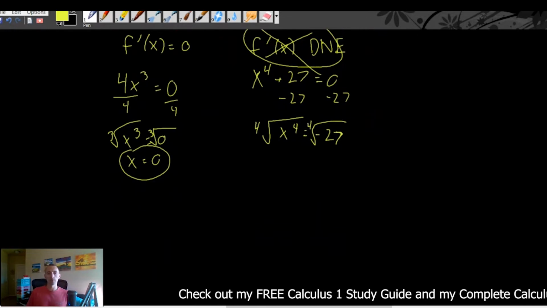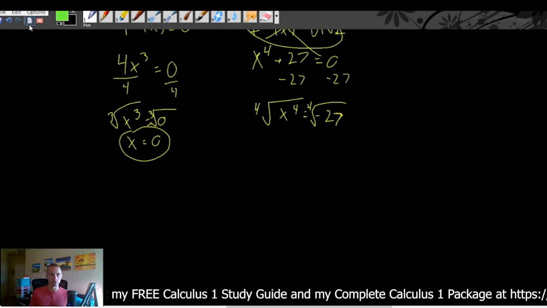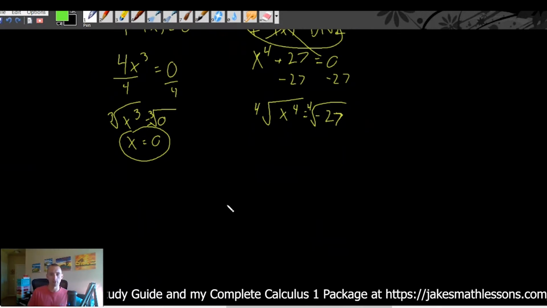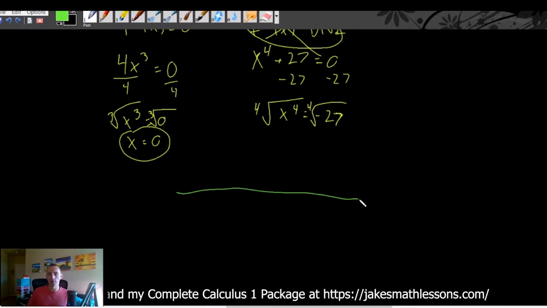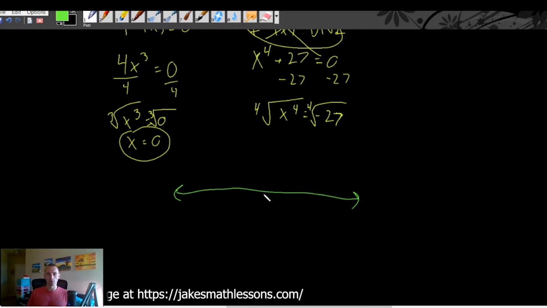So those are the only things that you want to put on your number line when you're trying to do the first derivative test. You're always going to start your first derivative test by drawing a number line. Once you draw your number line, the only points you want to put on it are the places where you have a critical number or where you have restrictions in the domain of your original function. In this case, there are no domain restrictions. We only have a single critical number at x equals 0.